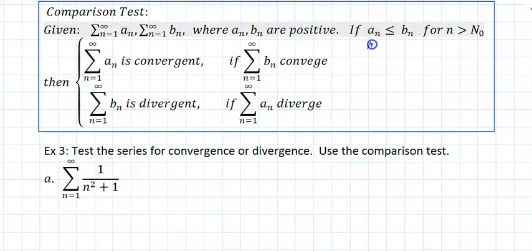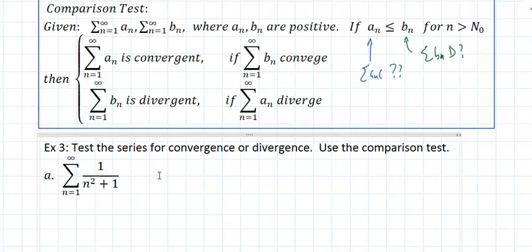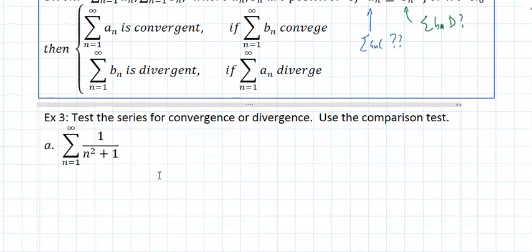So, if the series of a sub n converge, that doesn't tell you anything. And if the series of b sub n diverge, that doesn't tell you anything. But this is what we know. If the lower diverge, anything above it will diverge. And if the bigger converge, anything beneath it will converge as well. So, directions: test the series for convergence or divergence, use the comparison test.